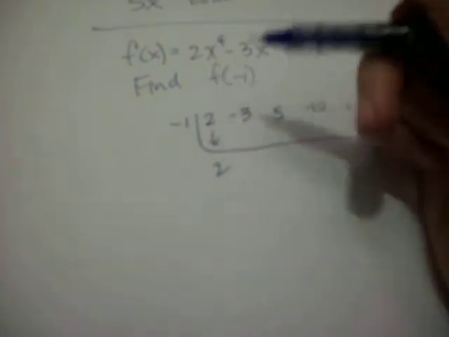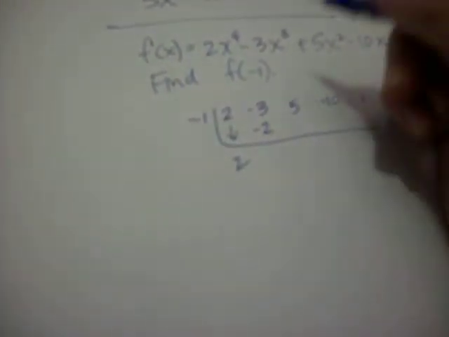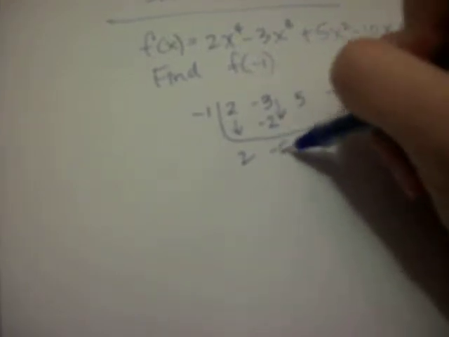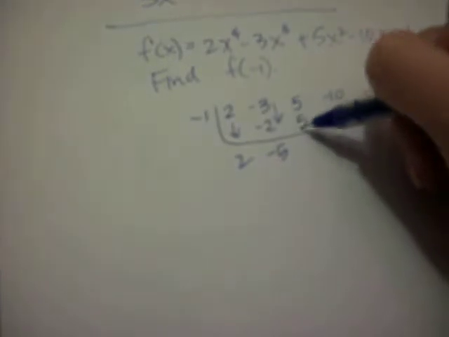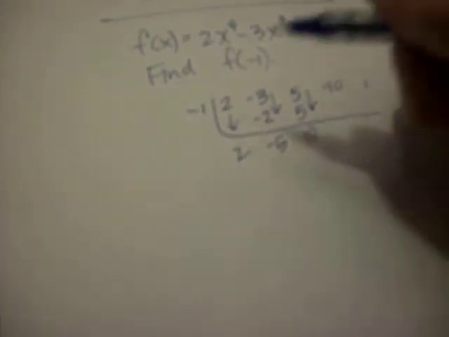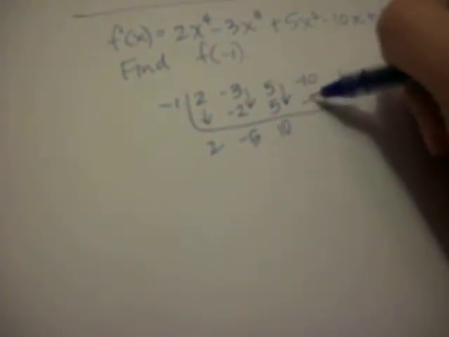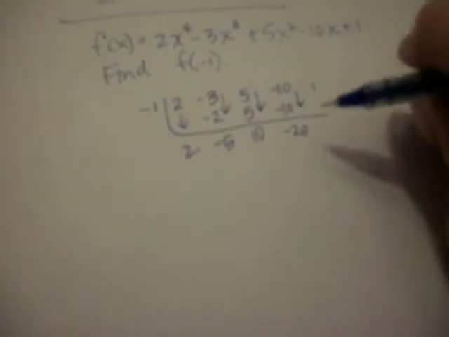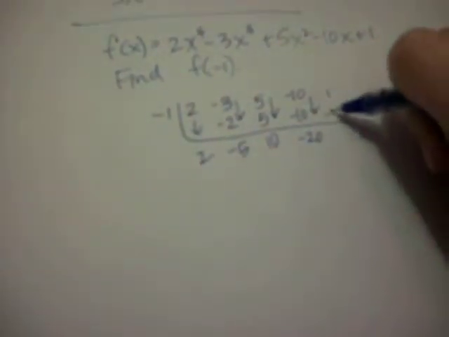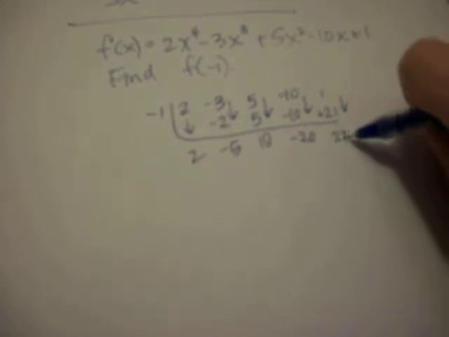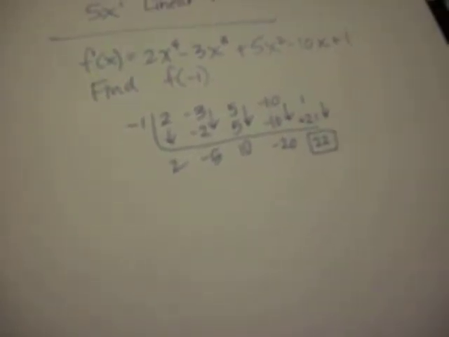Then you multiply 2 times negative 1, negative 2. Add those two numbers together. Negative 3 plus negative 2 is negative 5. Multiply negative 1 times negative 5. Add those two numbers together. 5 plus 5 is 10. Negative 1 times 10 is negative 10. Add those two numbers together, you get negative 20. Negative 20 times negative 1 is positive 20. Add those two together, you get 21, which is your final answer.